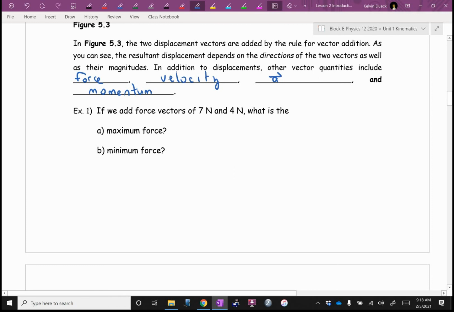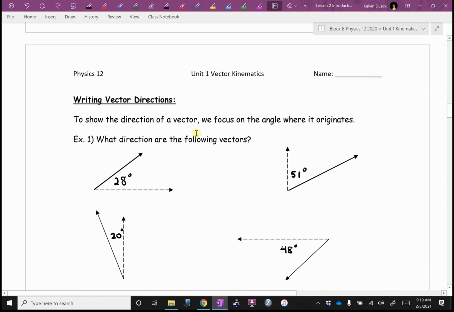So if we add together 7 newtons and 4 newtons, what's the maximum force we could get? In your heads. Jack. You're right. Say it again. Yep. That would be both pushing in the same direction. What's the minimum force I can get? 3, pushing in opposite directions. What if we push at angles? Let's talk about that. Next page.